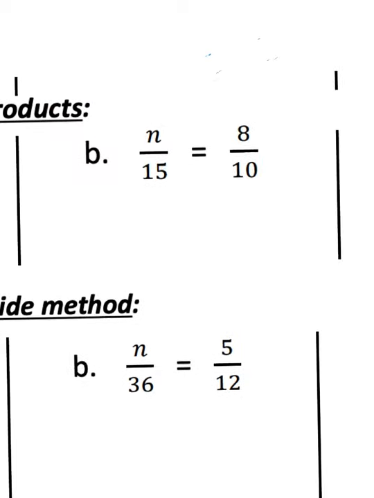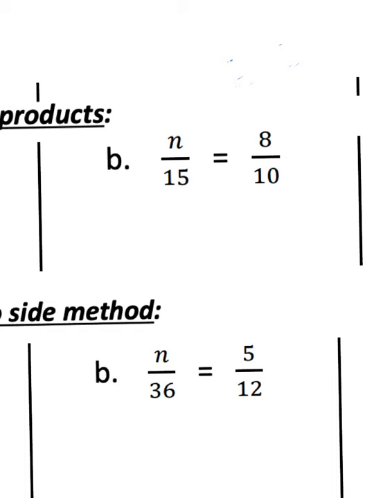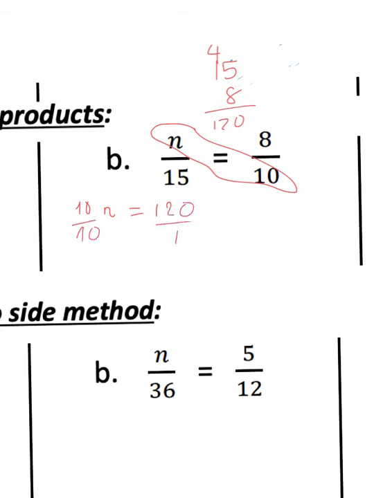Okay, next one, I'm going to do cross multiplication. I'm going to start with the one that has the variable. So I know that 10 times n, and then I have 15 times 8. What is 15 times 8? 8 times 5 is 40. 8 times 1, add 4, will be 12. So 120. So I will divide by 10 on both sides. My n will be 12.